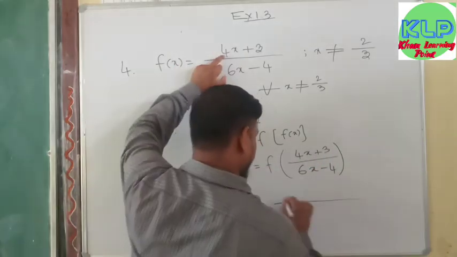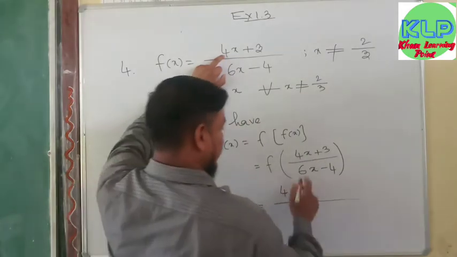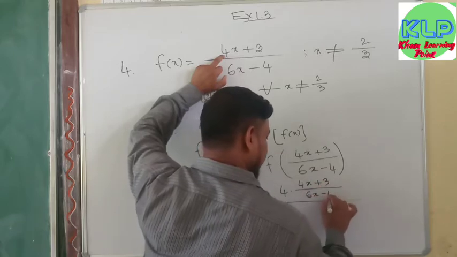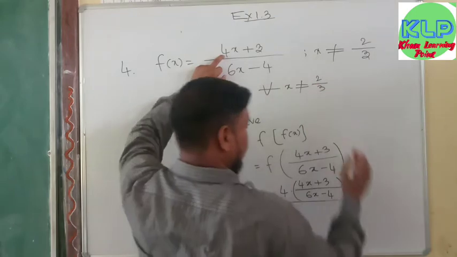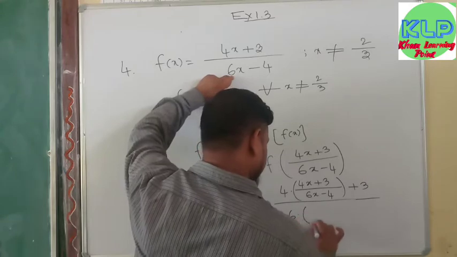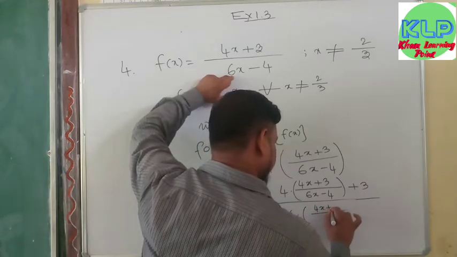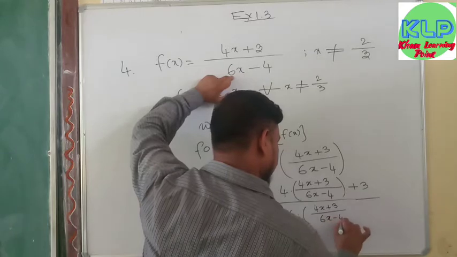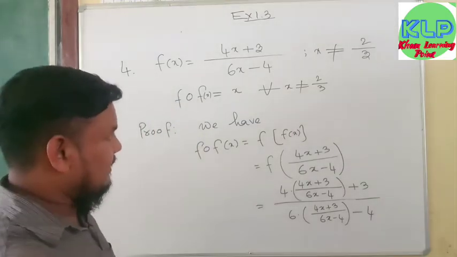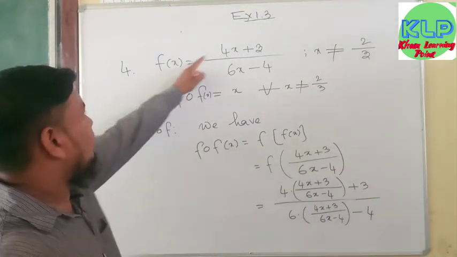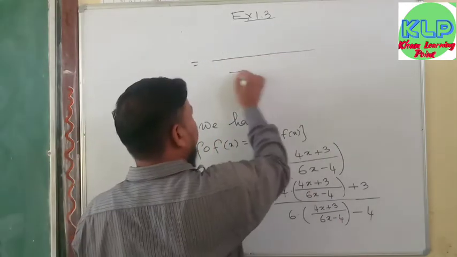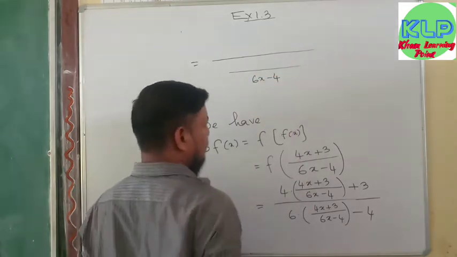Okay, so f(x) is what? This is 4 into x, x means this value, 4x plus 3 divided by 6x minus 4, that is 4x plus 3 divided by 6x minus 4, plus 3, divided by 6 into x means 4x plus 3 divided by 6x minus 4 minus 4. Okay, we replace x by 4x plus 3 divided by 6x minus 4.